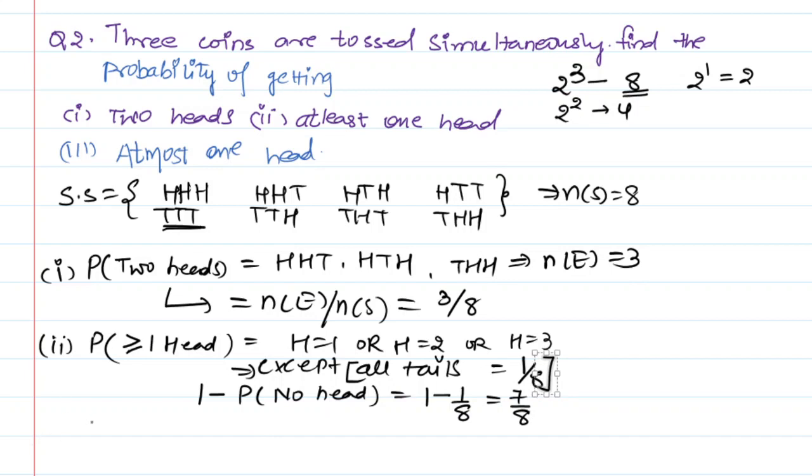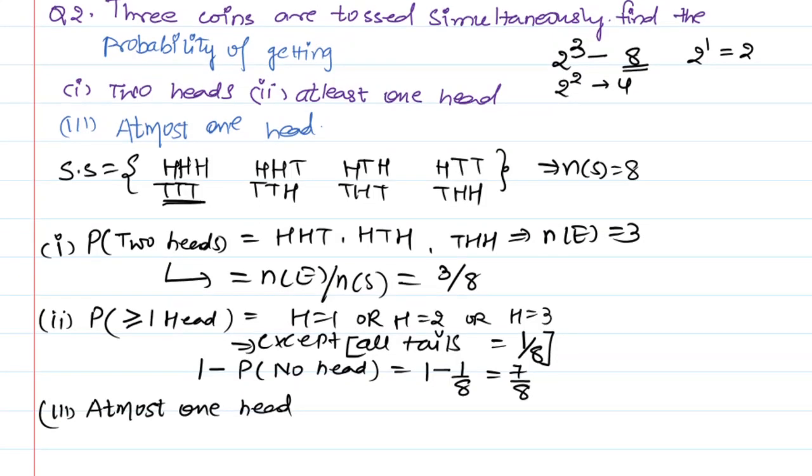Okay. Third part. At most 1 head. So what do you mean by at most 1 head? At most means I'm looking for a maximum of 1. I'm looking for a maximum of 1 head. This implies that it is less than or equal to 1 head. So what all possibilities will we have?